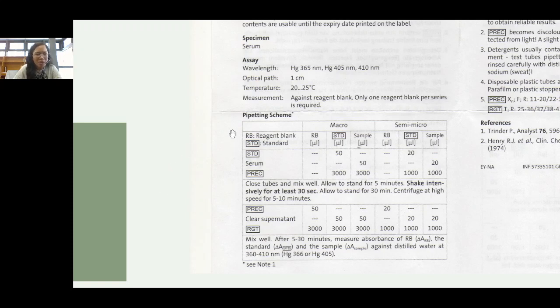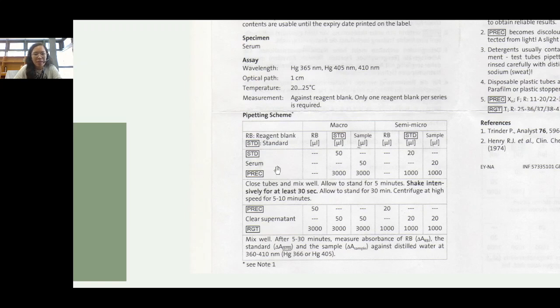reagent. So, here, macro and semi-micro, kids, refer to the volumes only, and it is always best to use semi-micro so that the amount of your precipitating solution, and even your sample volume, is small. As you can see the difference: for your serum sample in semi-micro, only 20, compared with the 50 needed for macro. And for your precipitating solution, 1,000 for semi-micro, 3,000 for macro. So better use those with smaller volume.